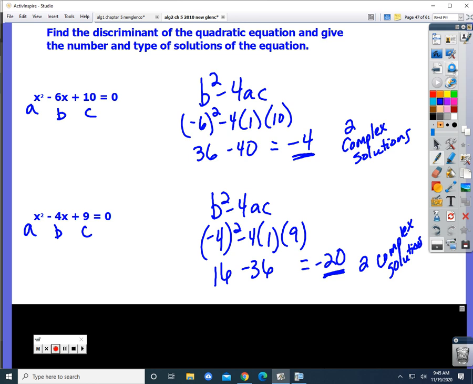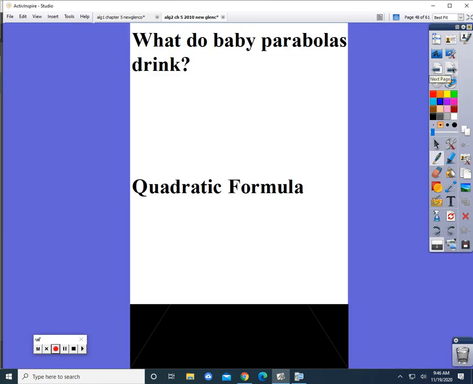And then, this is what do baby parabolas drink? Quadratic formula.